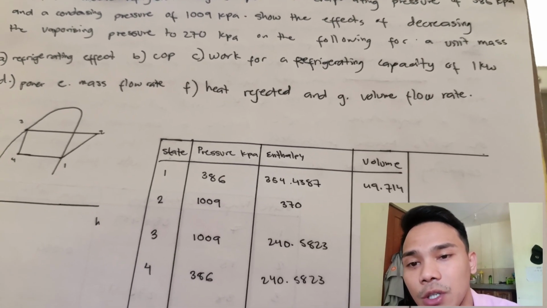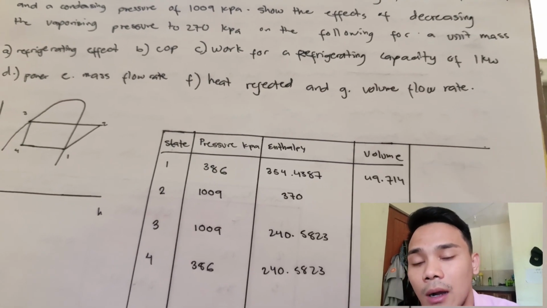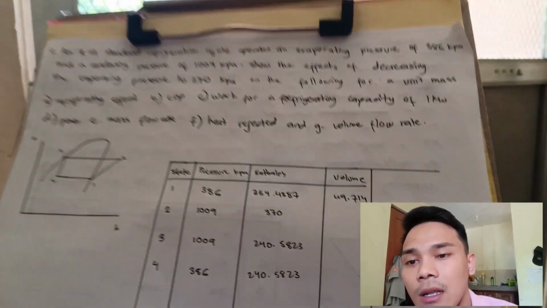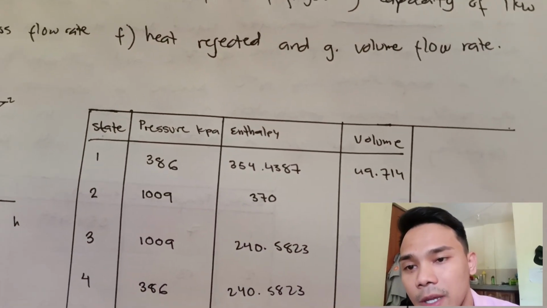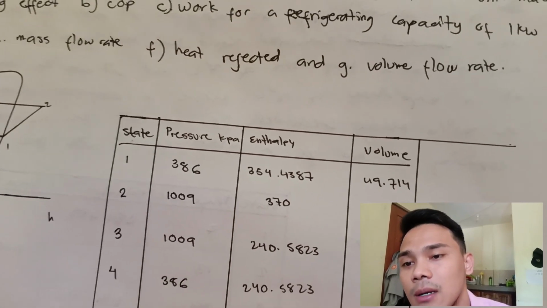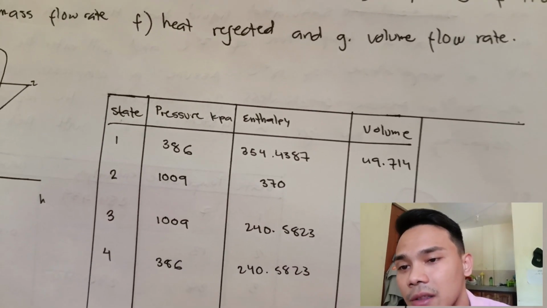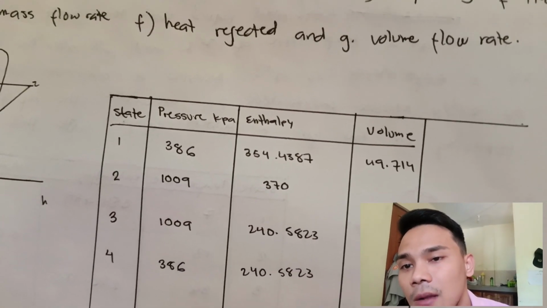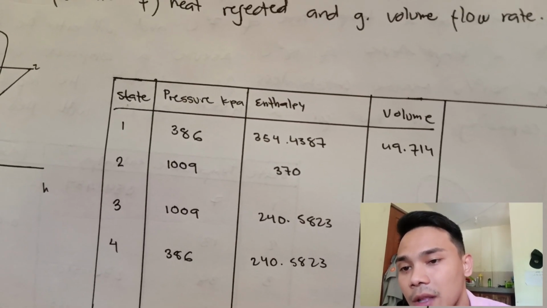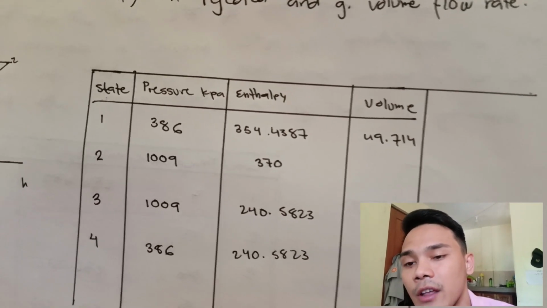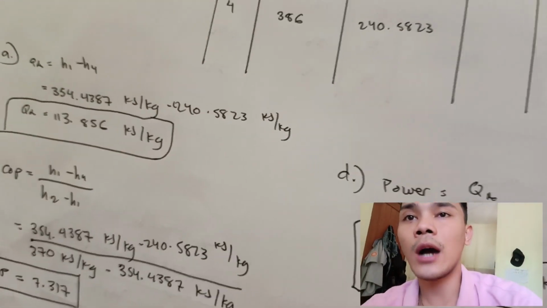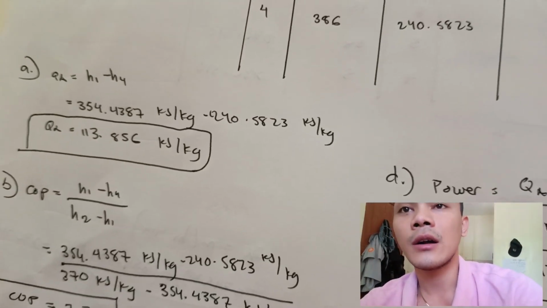Then ang volume is 49.714 liter per kilogram. So sa state 2 is 1009 kilopascal. Then ang iyang enthalpy is 370 kilojoules per kilogram. Yung volume is wala. Ang state 3 is 1009 kilopascal. Enthalpy is 240.5823 kilojoules per kilogram. Ang state 4 is 386 and ang iyang enthalpy is 240.5823 kilojoules per kilogram.